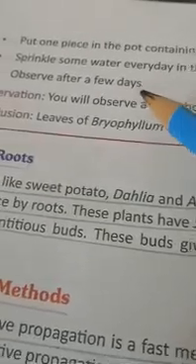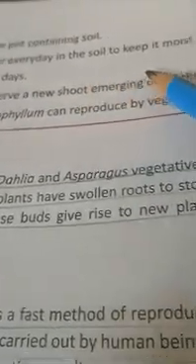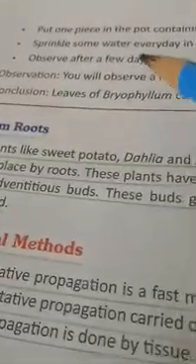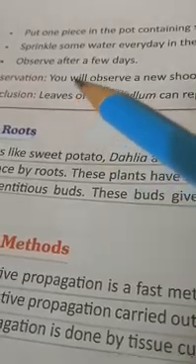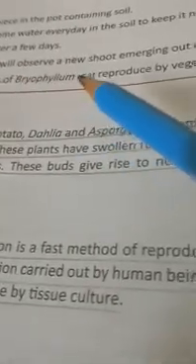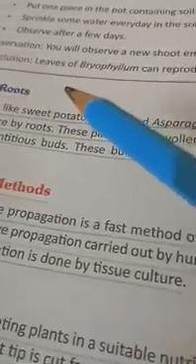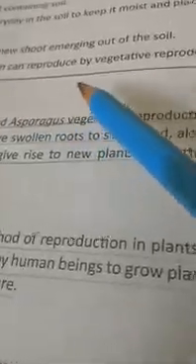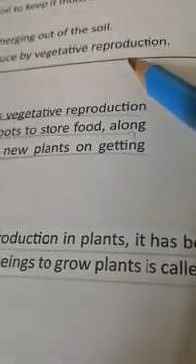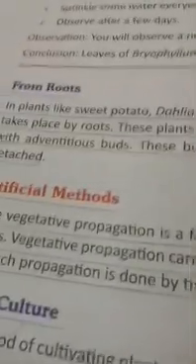Then we will put this piece in a pot containing soil and sprinkle water every day in the soil to keep it moist, and place the pot in the open so that it can get sunlight. Now observe after a few days. You will observe a new shoot emerging from out of the soil. Leaves of Bryophyllum can reproduce by vegetative propagation. So this new shoot means new plant is emerging.